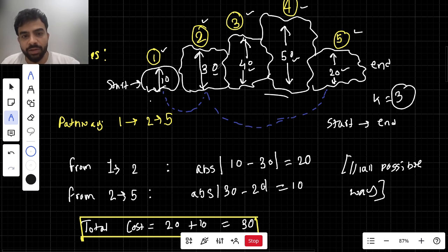From 2 to 5, that means from the second stone I'm giving a jump till 5, that means I'm taking 3 jumps, 1, 2 and 3. And why can I take 3 jumps? Because the maximum value by which I can jump is 3.